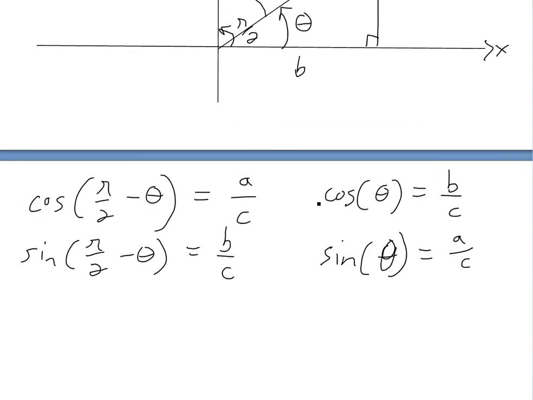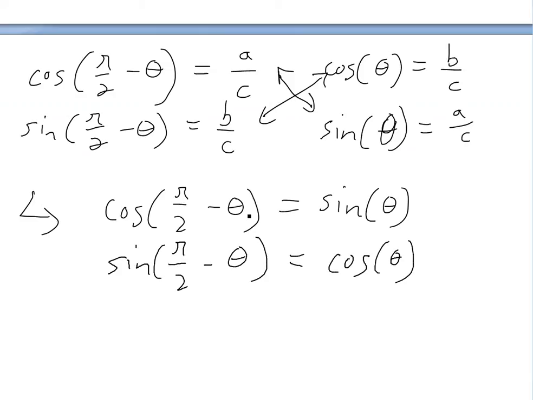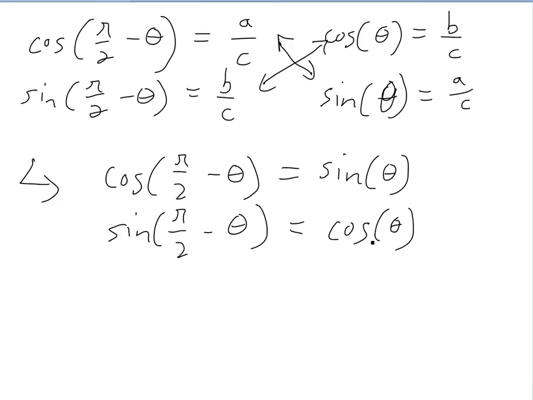So then if we just compare them, these two are equal, and these two are equal. This is B over C, B over C, A over C. So there's our proof. So basically we get cosine of pi over 2 minus theta is equal to sine theta, and sine of pi over 2 minus theta is equal to cos theta.